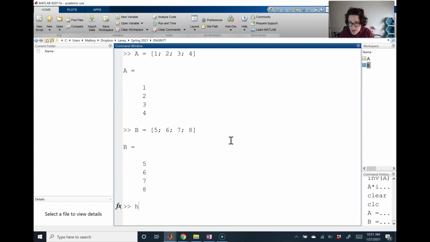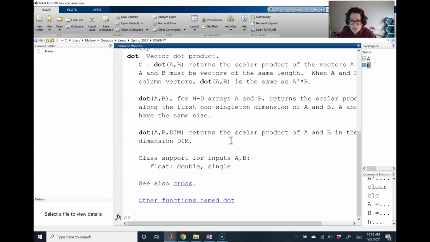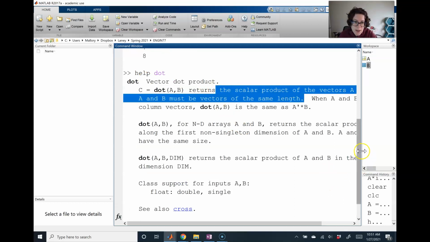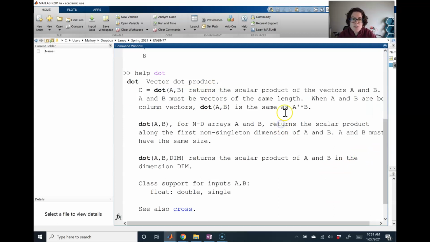We can take the dot product, so we can say help dot. It says this is the vector dot product. It returns the scalar product of the vectors a and b, which, note, a vector is just a one-dimensional matrix. So it's a matrix that has only one row or only one column. A and b must be vectors of the same length.